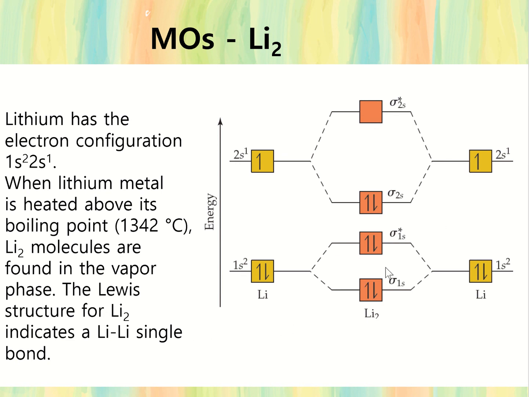Here we have our sigma 1s and sigma star 1s, and I think I said non-bonding, it should be anti-bonding. So we have 2 anti-bonding molecular orbitals and 2 bonding molecular orbitals: sigma 1s, sigma star 1s, sigma 2s, and sigma star 2s. This is vacant, and this will be sigma 2s. So 2 electrons here, and 2 here, and 2 here. This is our molecular orbital energy level diagram for lithium, Li2.